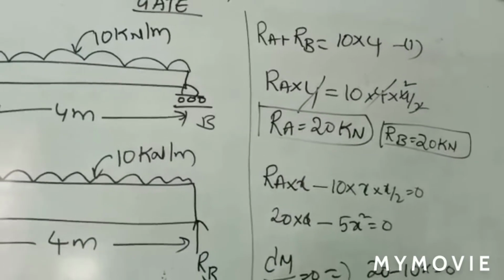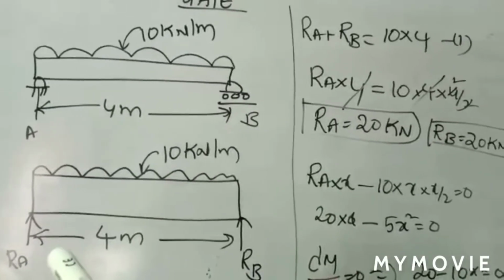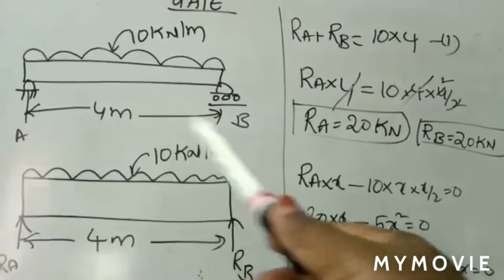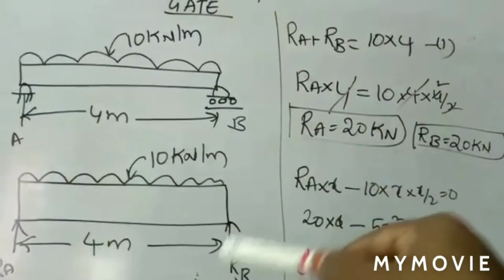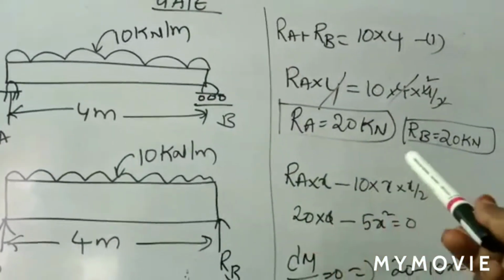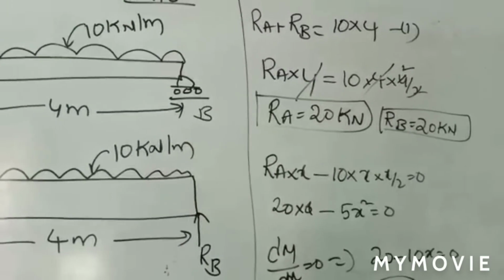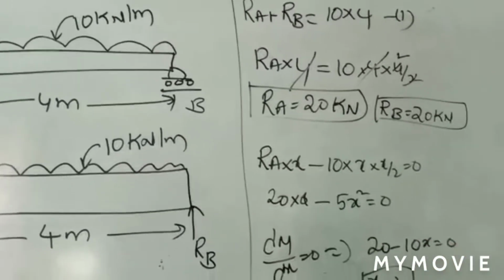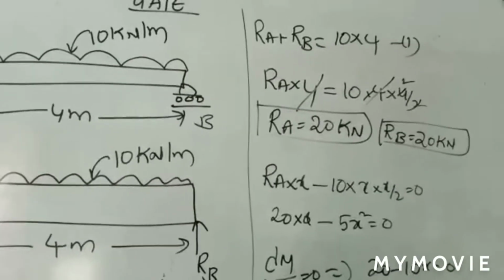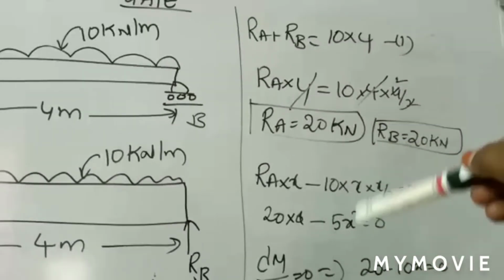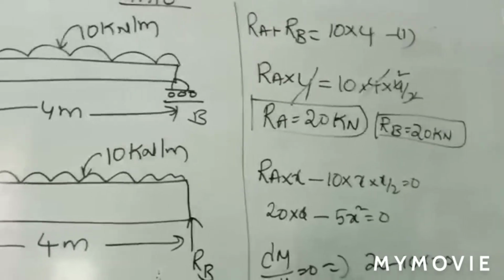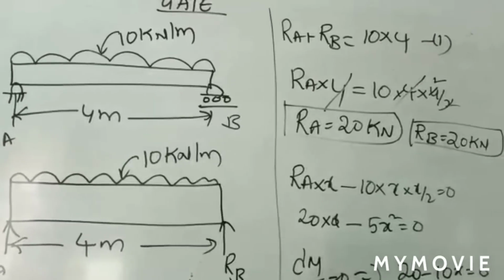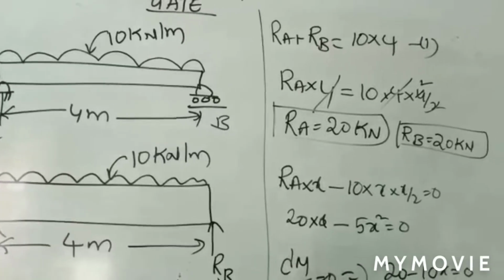Clockwise moment equals anti-clockwise moment. Here, taking moments about RB, RA into 4 is the clockwise moment, and the point load 10 into 4 into 4 by 2 is the anti-clockwise moment. By solving those two equations, you will get RA equal to 20 kilonewtons and RB also 20 kilonewtons. Up to this step, you have a very easy process. You can easily calculate. But hereafter, how you are supposed to calculate, that is very important, right?